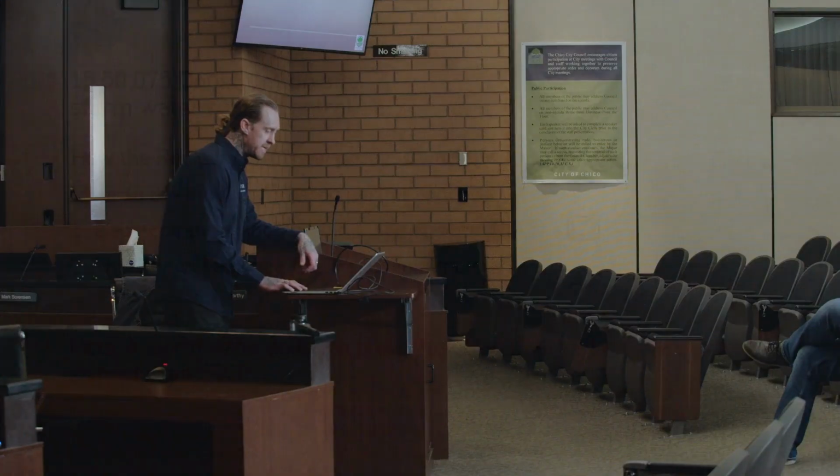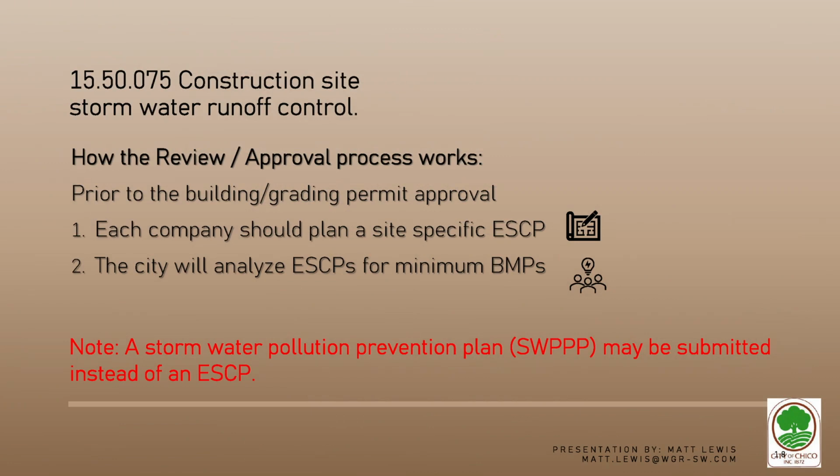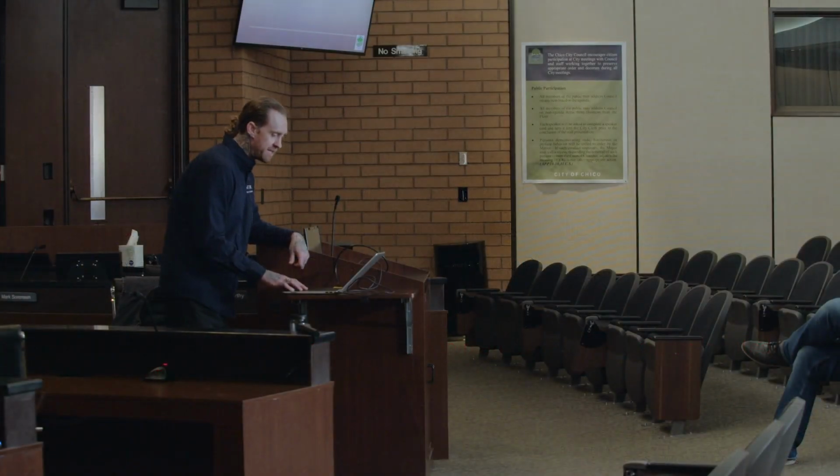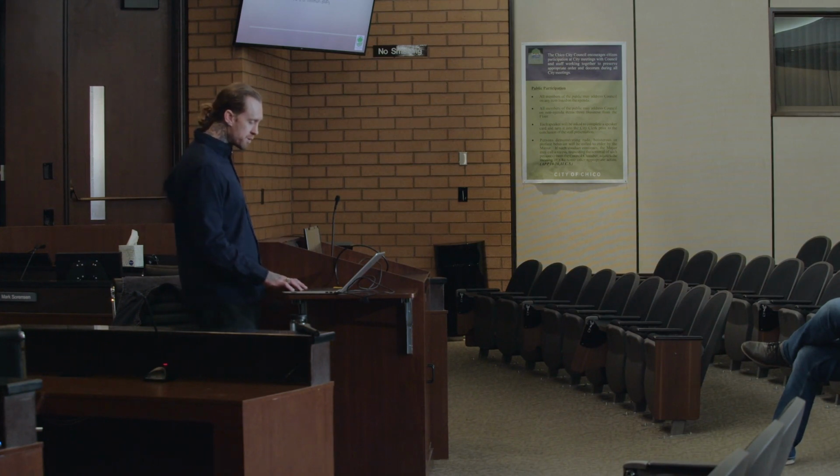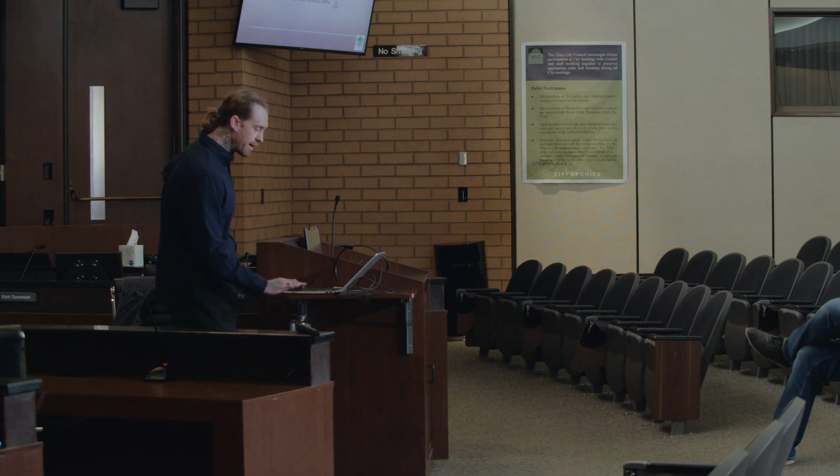And this is probably more for the director, but we'll go over it quickly anyways. Prior to issuing any building or grading permits, the city will require an ESCP plan to be reviewed and approved. Any ESCP plan must contain the appropriate site-specific BMPs meeting minimum requirements for stormwater pollution control due to construction activities. Any additional BMPs which may be required will be at the discretion of the city.